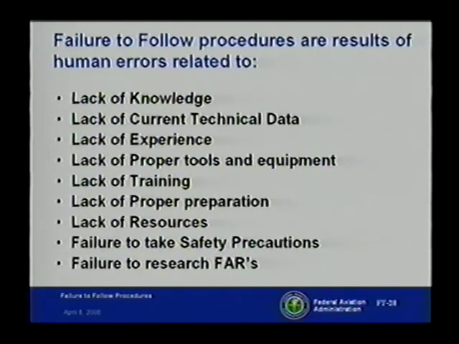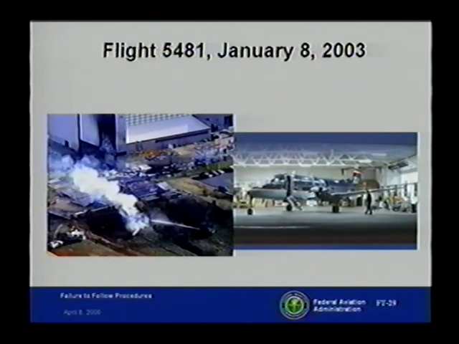Failure to follow procedures is a result of human errors related to, one, a lack of knowledge, lack of current technical data, lack of experience, lack of proper tools or equipment, also a lack of training, which can then tie back into the lack of knowledge, lack of proper preparation, resources, and failure to take safety precautions. Also, failure to research and follow federal aviation regulations.